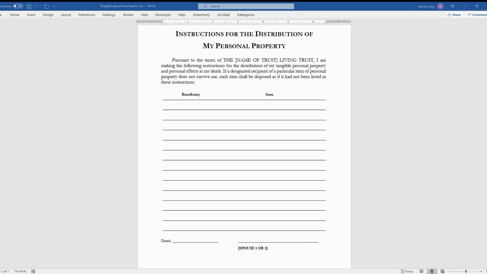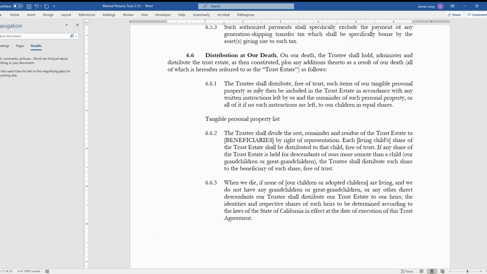And the beauty of these forms for the tangible personal property lists is you could print out as many as you like. What this article says is that whatever written instructions you leave, your trustee has to do that first. So that's what that means. The written instructions here is talking about the tangible personal property list form on the estate planning forms.